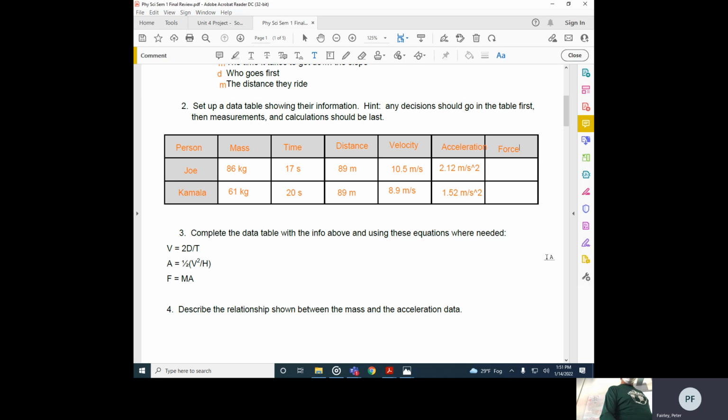Did you get 182 for force? 182.3 newtons? I got 181.4. That's because we rounded off differently over here. Oh, wait, yeah, you're right. 181, 182, I wouldn't mark it wrong either way. As long as it's in the right range, you're okay. Let's see. Kamala, 61 is her mass, times 1.52 is her acceleration. That equals 92.72. I'm going to call it 92.7.